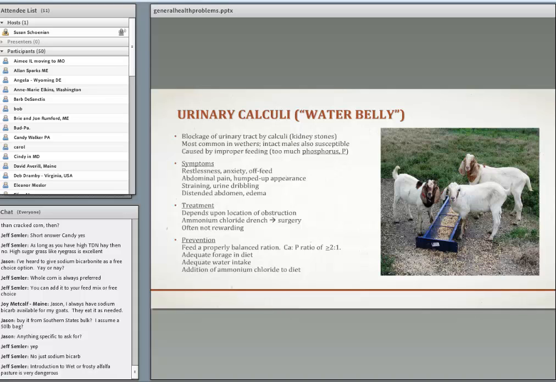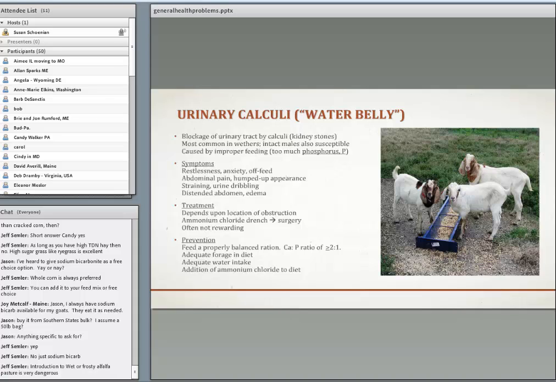The symptoms are they get very restless and anxious. They go off feed. You're going to start to notice that they're in pain. They're humped up. They can't really pee. They're straining to pee, maybe a few drops are coming out. Eventually, their abdomen will get distended. Eventually, the bladder can burst and kill them.